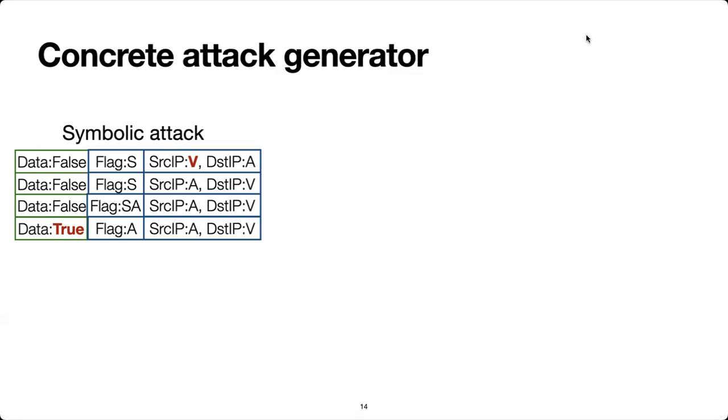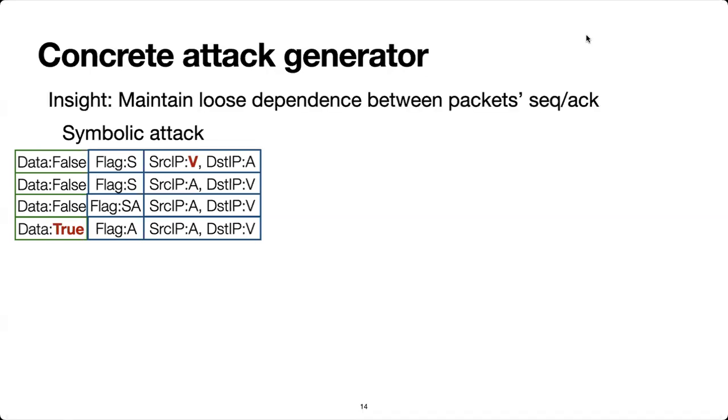Now, setting sequence and ACK numbers by exploring the entire space of sequence and ACK numbers is prohibitively expensive. And on the other hand, if you try to set sequence and ACK numbers with a very strict dependence between the packets, you don't explore a large part of the sequence and ACK space. And so our insight is to maintain a loose dependence between the sequence and ACK numbers of different packets.